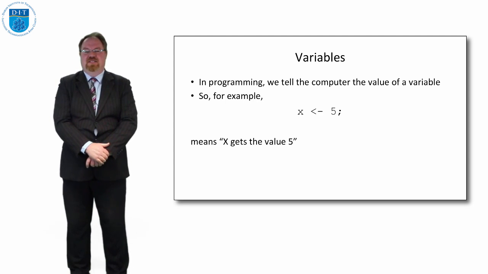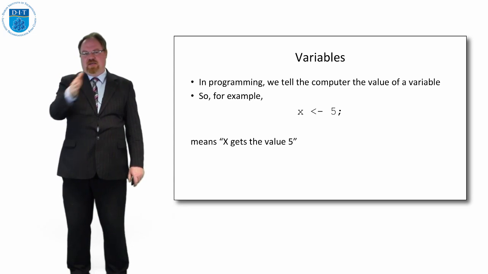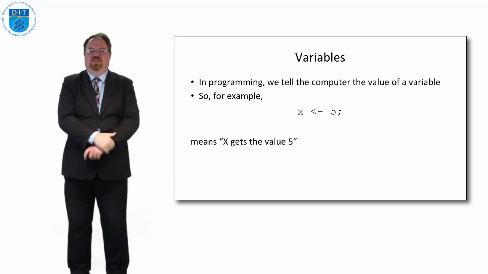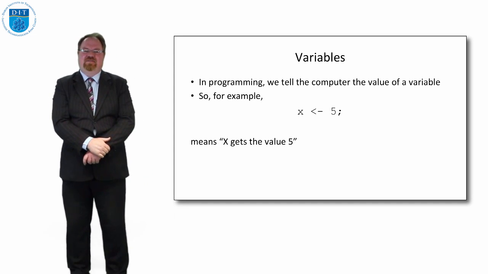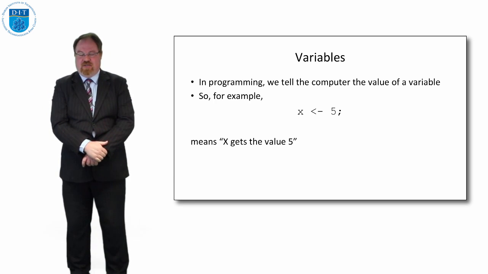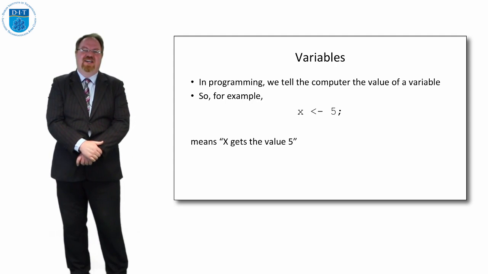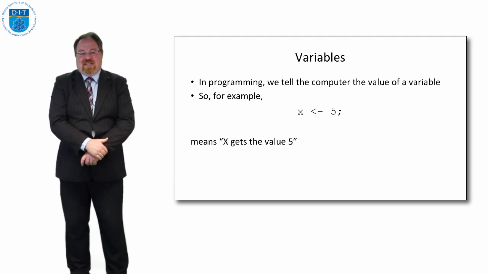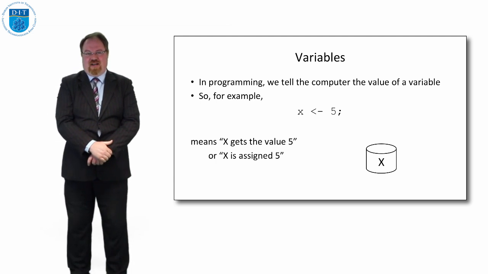So we'll tell the computer by saying x arrow, let's say 5. So we read that as x gets the value of 5. So it's x, left arrow, 5, semicolon, because we terminate all statements with the semicolon. So that can be read as either x gets the value of 5 or x is assigned 5.